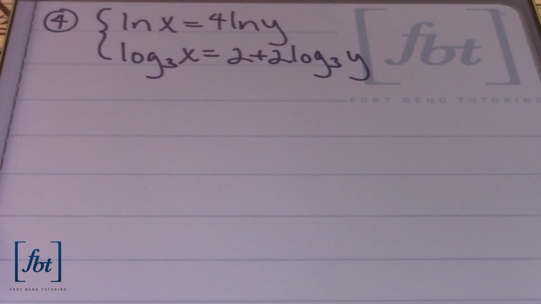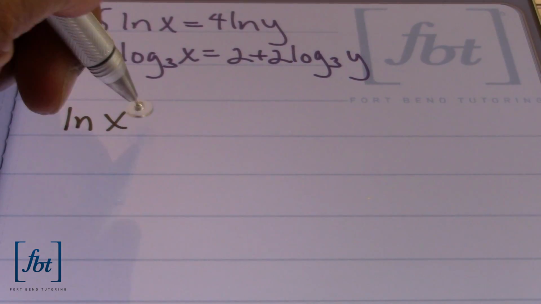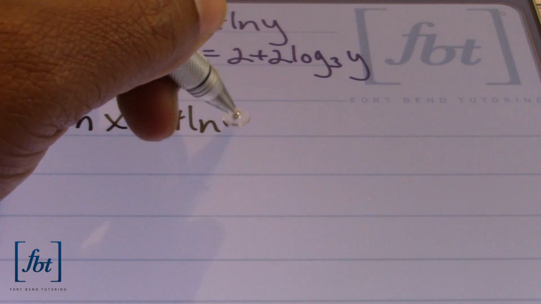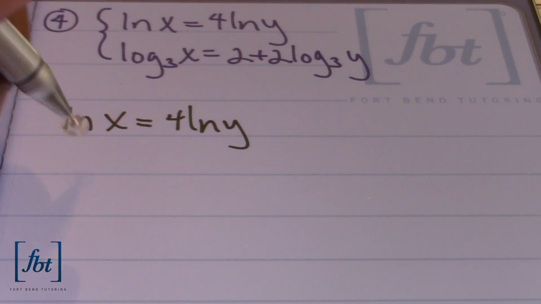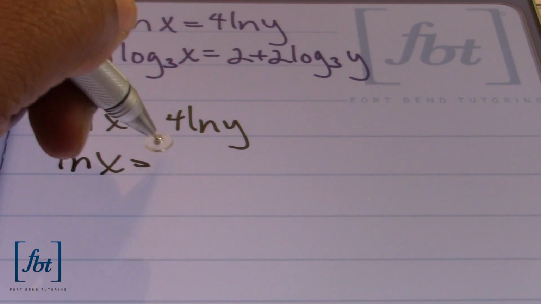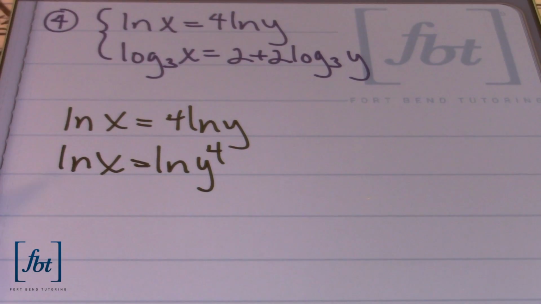In problem number 4, we have a system that reads the natural log of x equals 4 times the natural log of y, and the second equation reads log base 3 of x equals 2 plus 2 times log base 3 of y. That's a mouthful. What I propose in our first equation is that we rewrite this and solve for one of the variables. I can rewrite the natural log of x equals 4 times the natural log of y as the natural log of x equals the natural log of y to the 4th power.